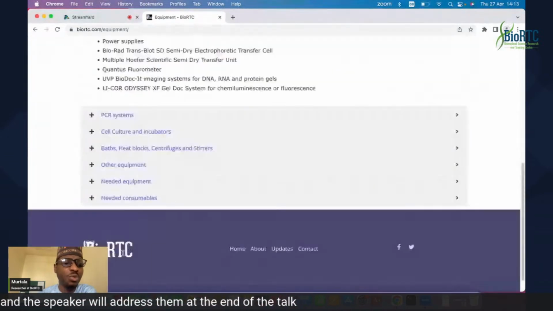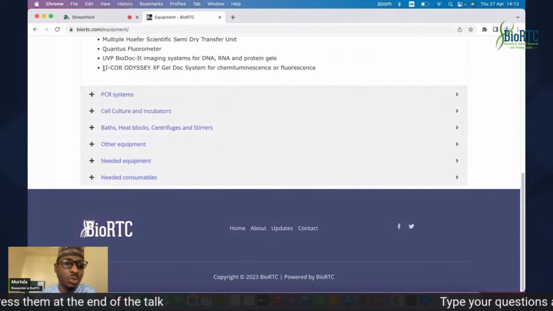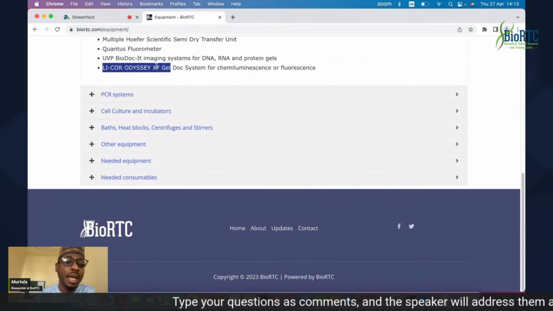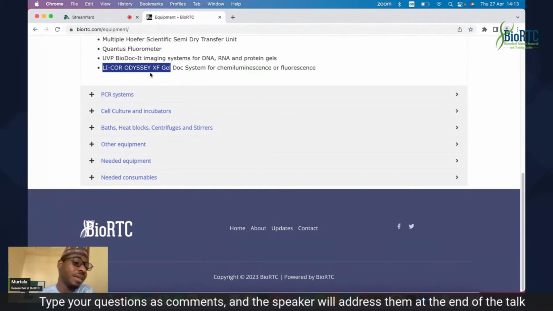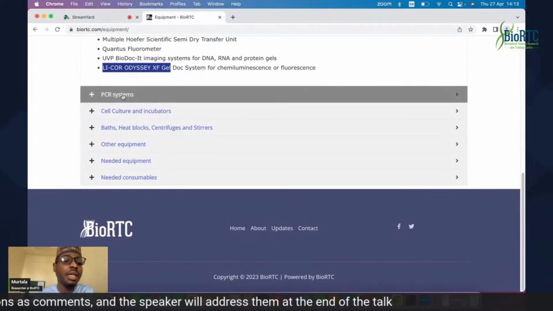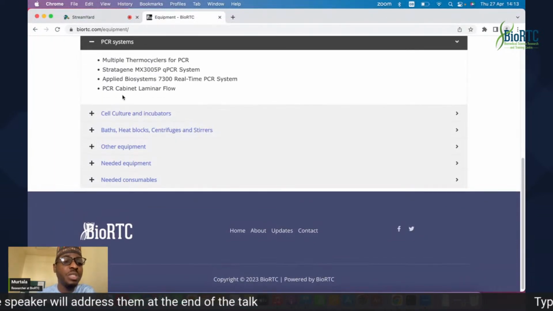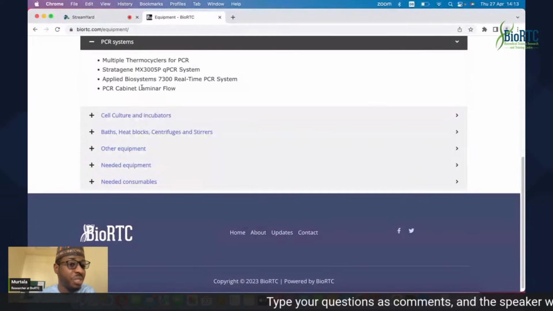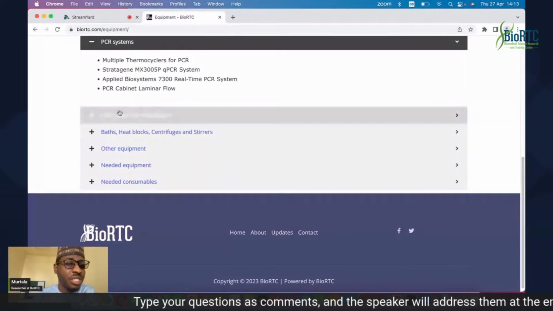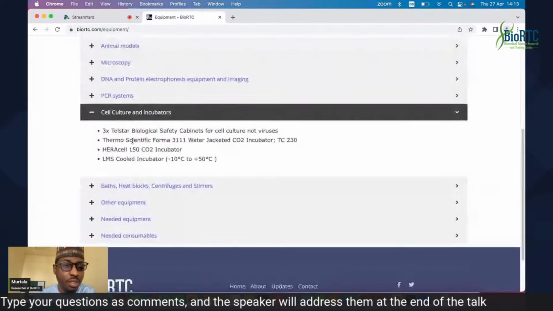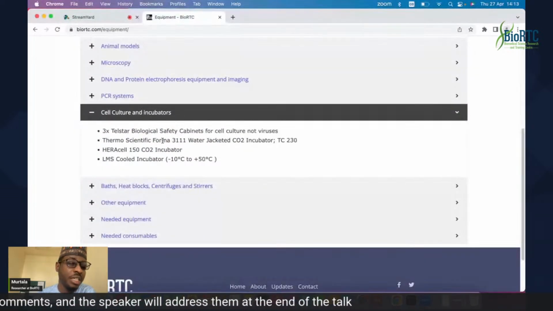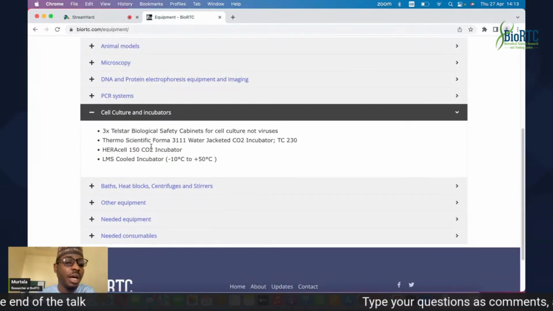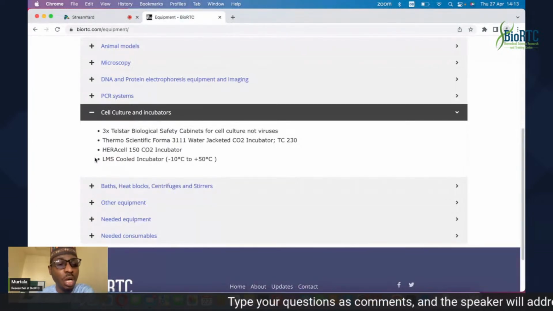That is one of the pieces of equipment that is very underutilized, because it's the only one that I can think of available in Nigeria, and it has some powers that other gel documentation systems do not have. So people should really pay attention to it. Then there are a lot of PCR systems: thermocyclers for normal PCR, and qPCR systems. Cell culture facility, if you're working with cells and you need one, I'm going to talk about the procedures of accessing all this. But these are some of the facilities that are available for you to access.